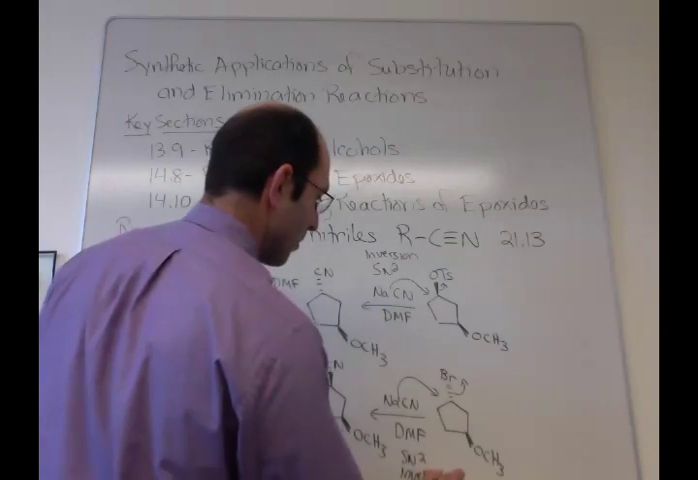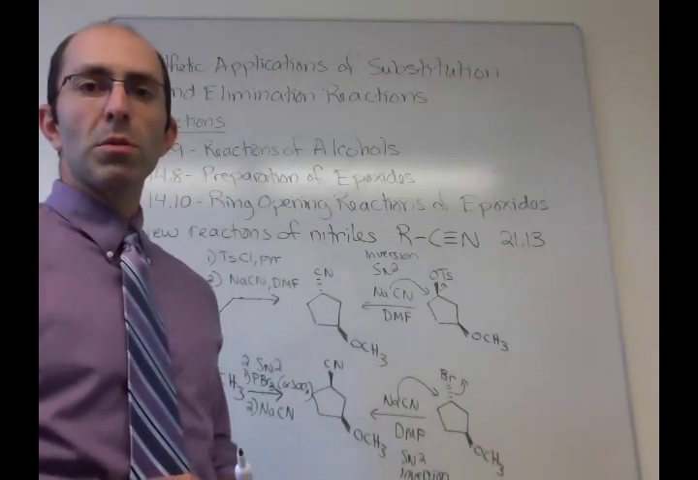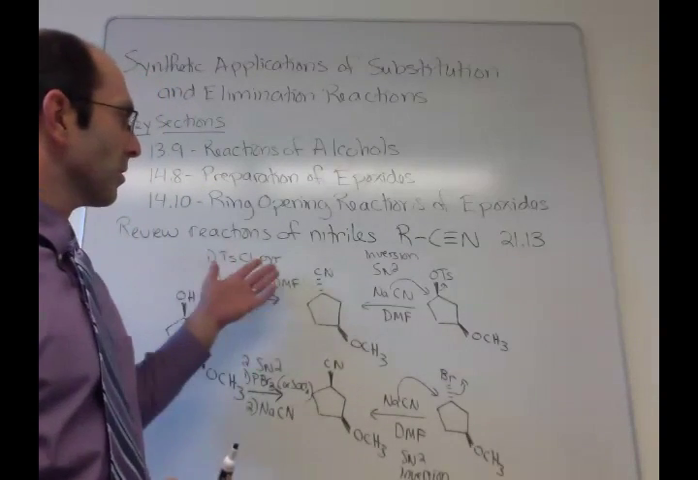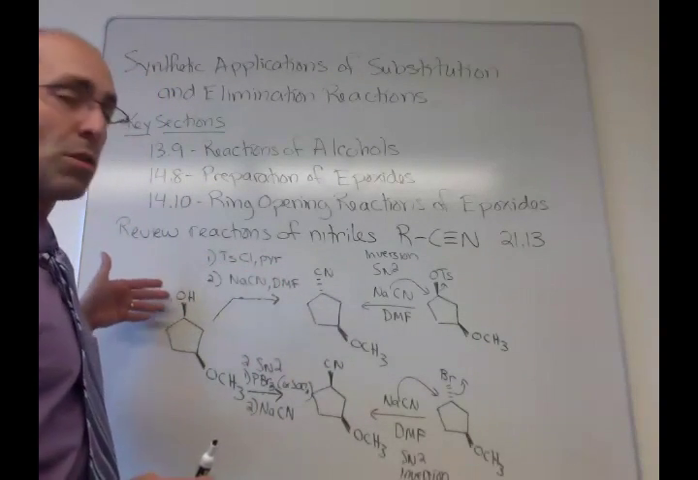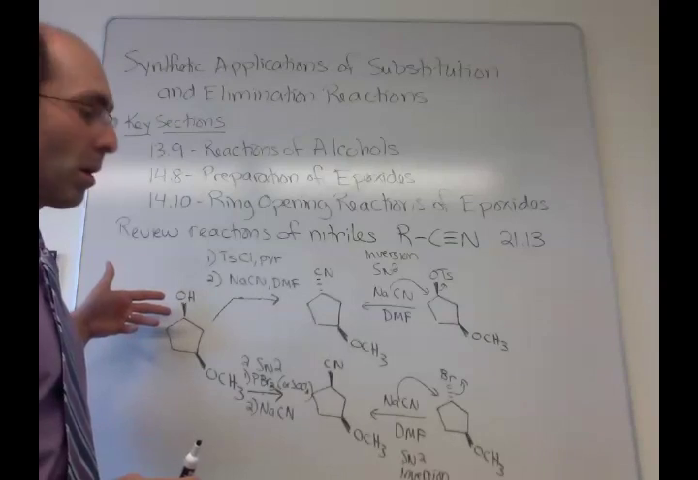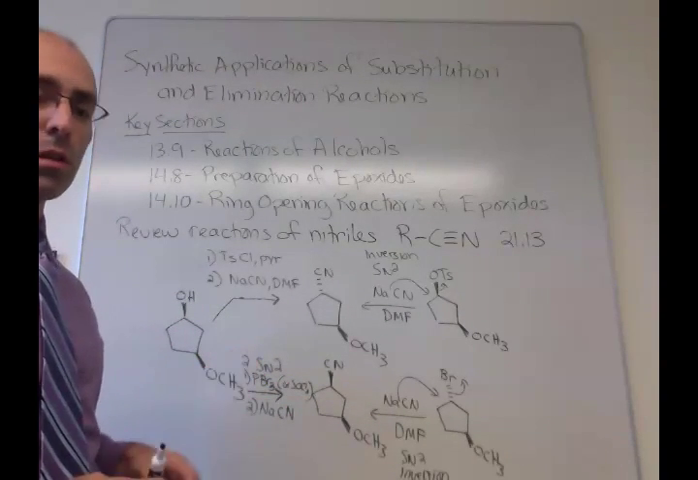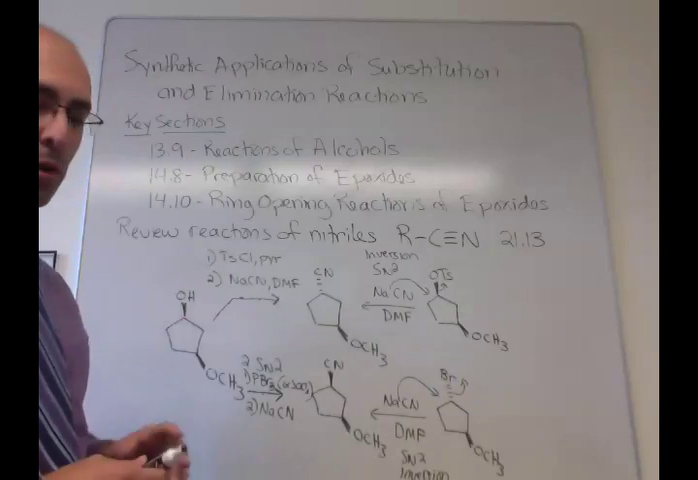So this is a really important strategy for us to be able to control the stereochemical outcome, knowing that if we use the tosylate, we can keep the stereochemistry the same at the carbon-oxygen bond. If we use PBr3 or SOCl2, we'll get inversion to give us a leaving group. Right? So a very useful strategy.